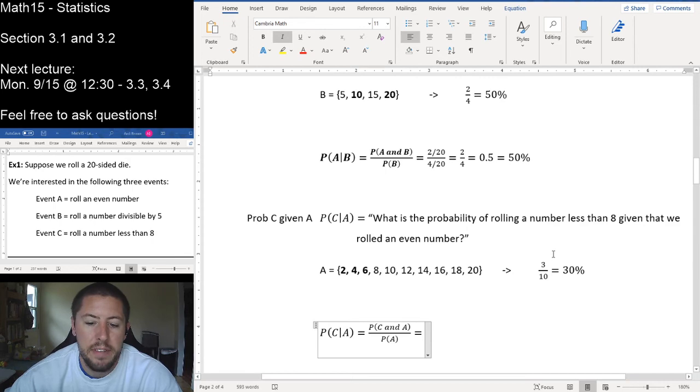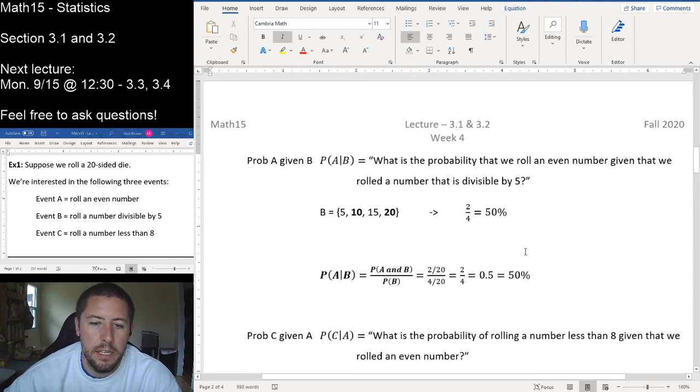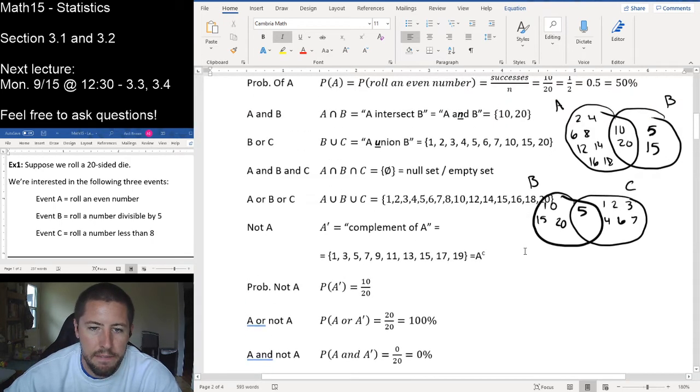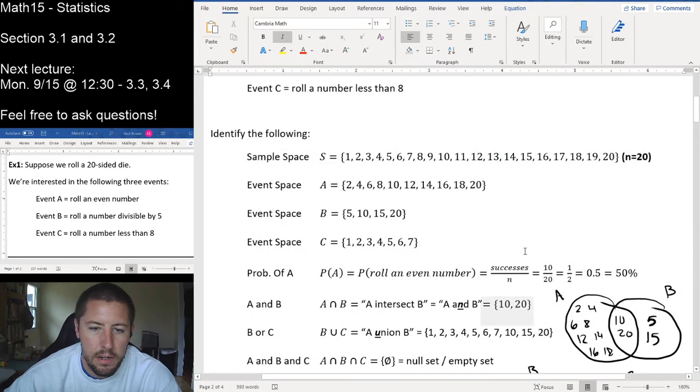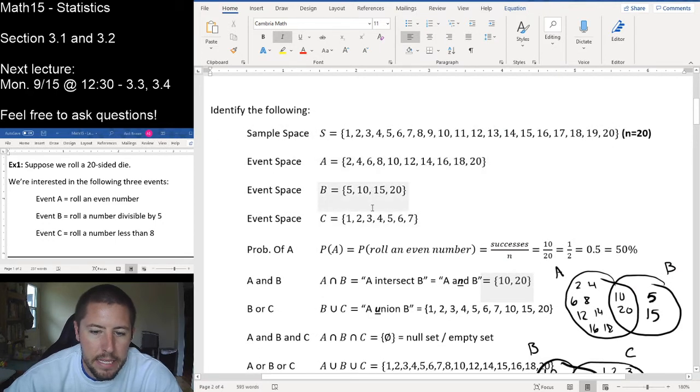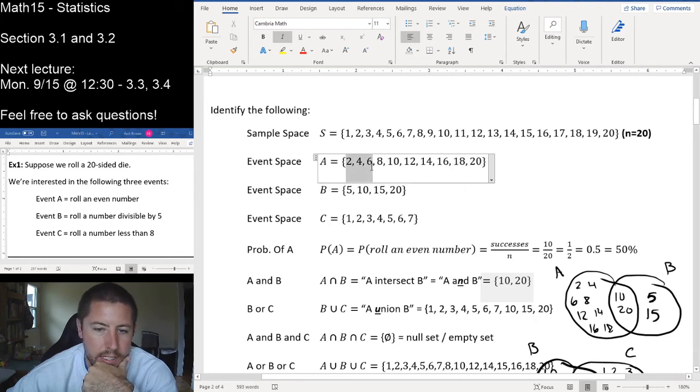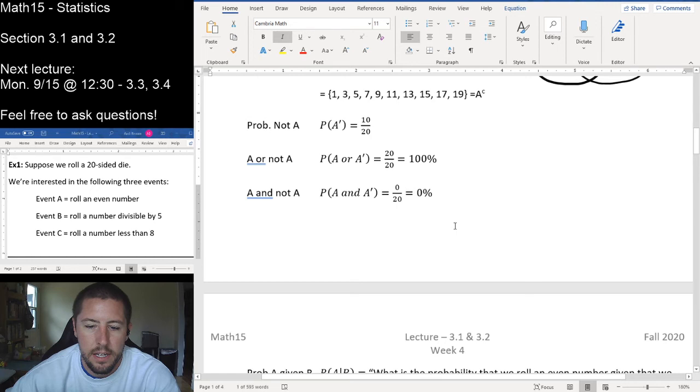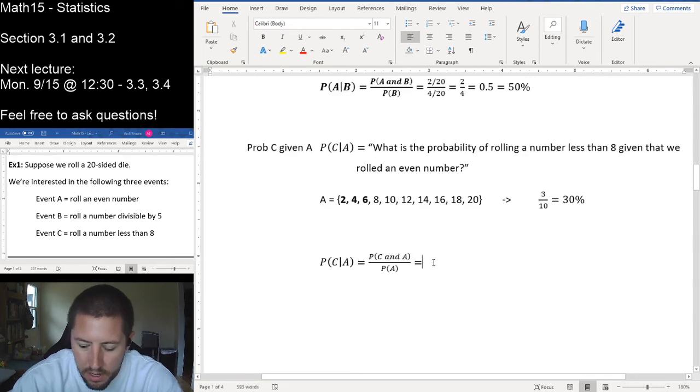In this case, we have to ask ourselves, what's the probability that we get both a C and an A? If I look back up at my A stuff and my C stuff, I see that 2, 4, and 6 are the 3 out of 20 quantities that satisfy both A and C. A and C have in common 2, 4, and 6. So it looks like 3 out of 20 things belong here.